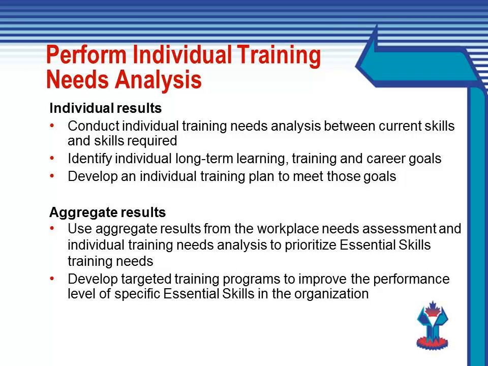Individual training needs analysis is a good way to identify skill areas that are strong and those that require improvement. The process begins by comparing an individual's skills to those required by the job. This uncovers any gaps that require upgrading. Next, the apprentice's or employee's long-term goals are explored. With these two pieces of information in hand, a customized training plan can be developed. The analysis serves as the basis for developing individual training plans, and by aggregating the results of individual training plan analysis, you can develop a program to improve the overall performance level of specific essential skills in the organization.